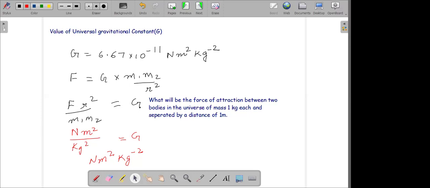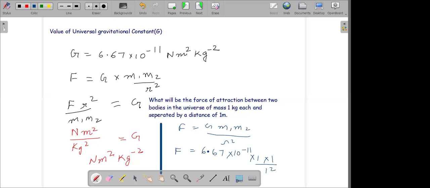Let's see here. From this question, we obtain F equals G M1 M2 over R square. The value of G is 6.67, so I write 6.67 multiplied by 10 to the power minus 11. I'm just putting all the values: M1 is 1, multiplied by M2 which is 1, divided by R which is 1. So you get R squared, which is 1 squared, and 1 square is 1. Now Shravan, can you tell the answer?